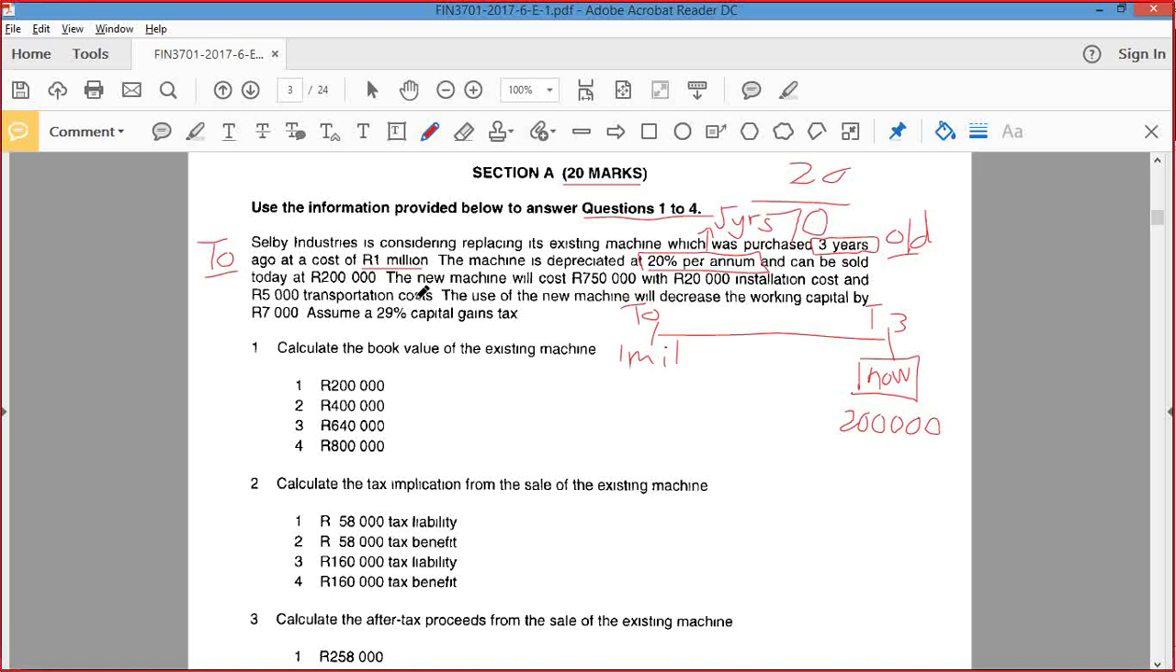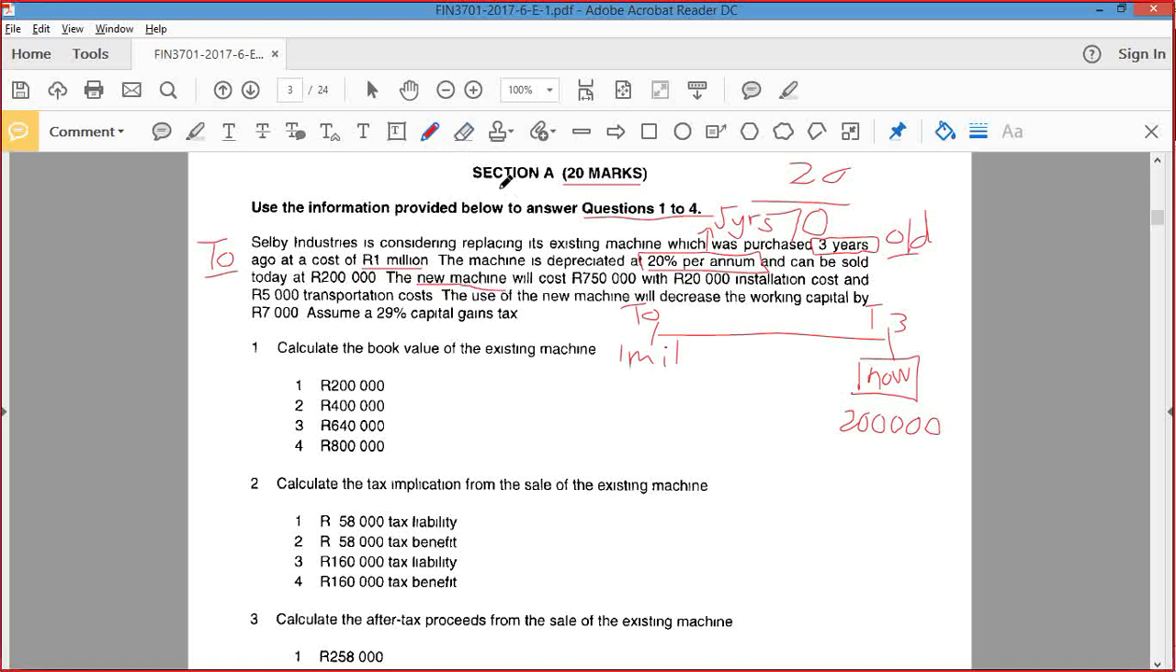It's the same as the cost. If, for instance, it was going to cost you 50,000 rand to remove the thing, even though you could sell it for 200,000, you would need to subtract the 50,000 from the 200,000 that you sold it for, because that is basically your cleanup cost. It's very similar. Yes, that's important to consider here, because you're going to have to add the 20 and the 5 to the 750 for the new machine.